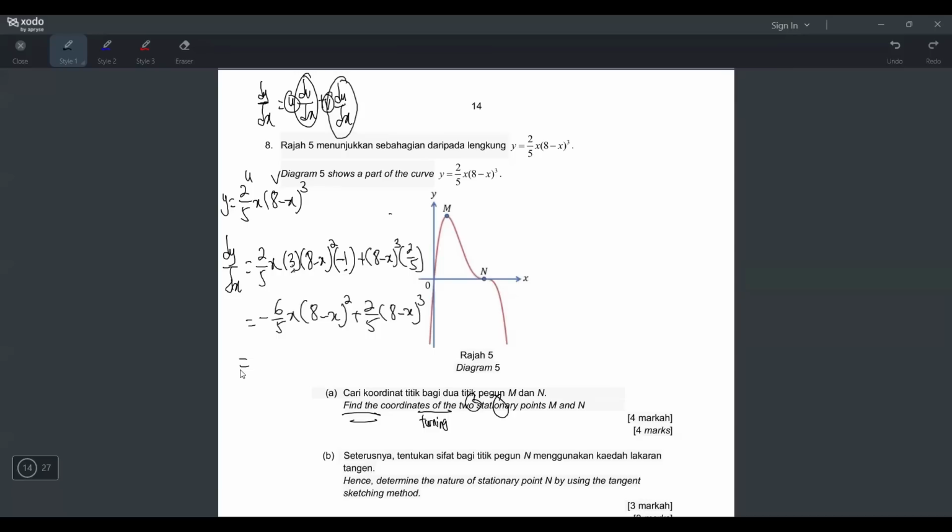Okay, now what should I do? Of course, later I know I have to take the dy dx answer equals 0, right? Because I'm trying to find turning point, right? But before you do that, you realize that these two terms we can factorize, right? So what can we factorize? 8 minus x power 2 and 8 minus x power 3, you can factorize out the 8 minus x power 2. And also the 605 and 205, you can actually take out 205, right? Because when you take this one, divide 205, you will get negative 3x, right?